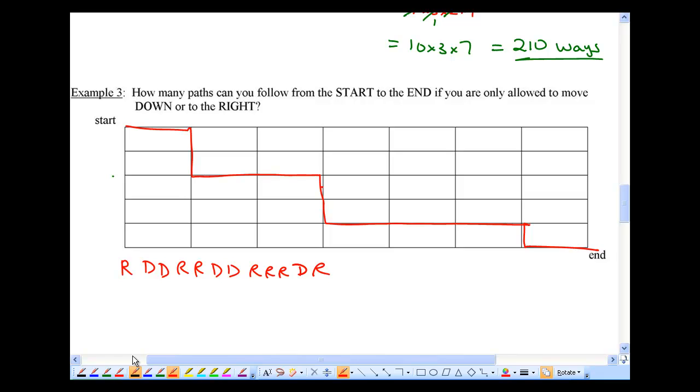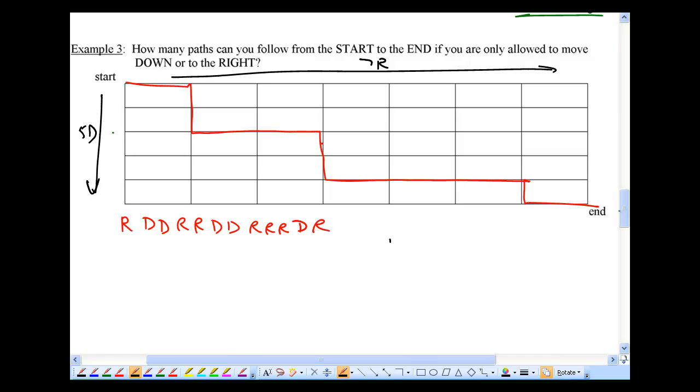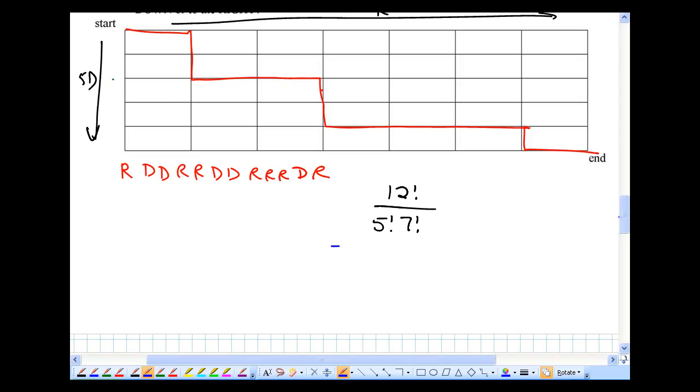Ultimately, I'm still going to have to go down 5 times, and I'm still going to have to go across to the right 7 times. So if you think about it, that's the same thing as 12 factorial divided by 5 factorial, 7 factorial. Okay? And then, of course, we'll calculate that. 12 factorial, that's just 12 times 11 times 10 times 9 times 8 times 7 factorial.